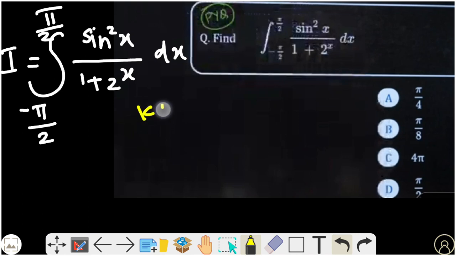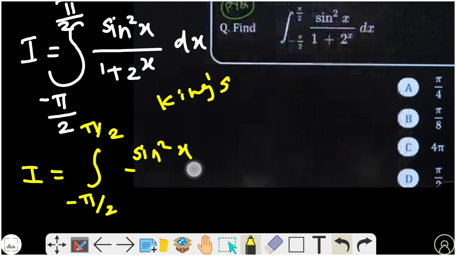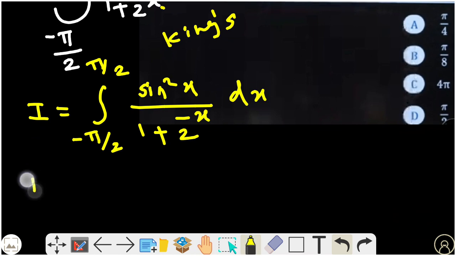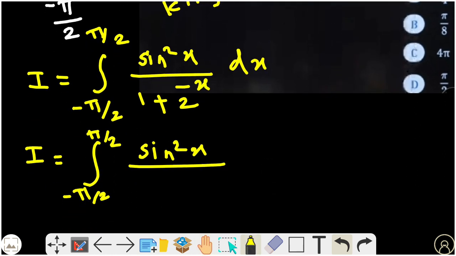So I am going to apply a rule, King's rule. If I use King's rule, I is equal to the integral from minus pi by 2 to plus pi by 2 of sine square x divided by 1 plus 2 power minus x. So here we have plus x, and then I just used King's rule to apply minus x. Remember, here I is equal to the integral from minus pi by 2 to plus pi by 2 of sine square x divided by, I'm just using LCM, so this can be written as 1 divided by 2 power x.